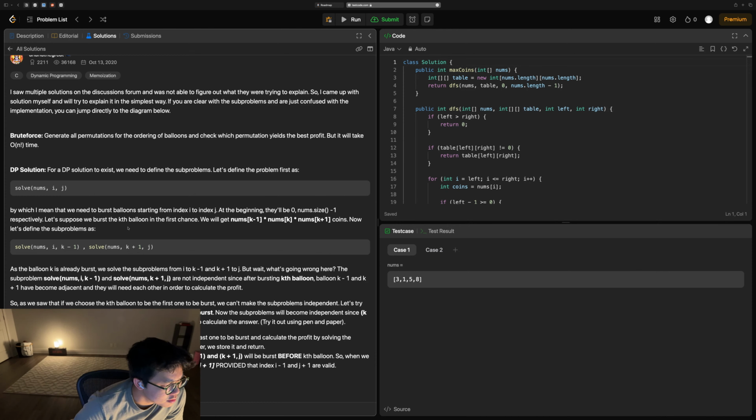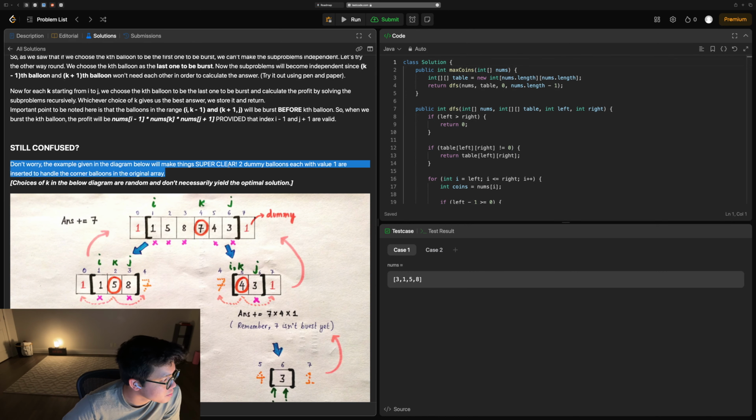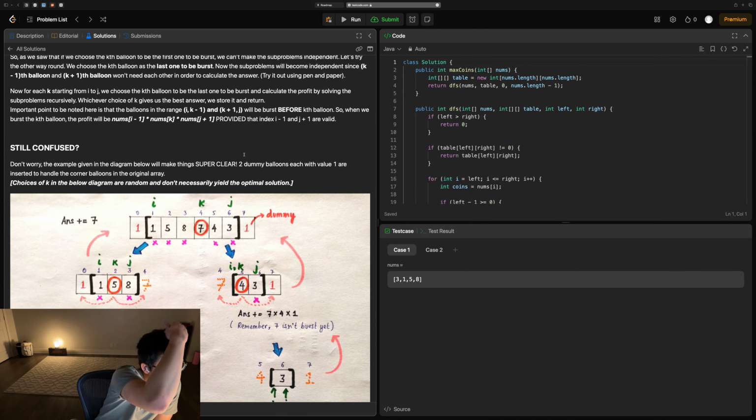How does this reduce to the last? Okay. Two dummy balloons with each one. Oh my gosh. This is such a good visualization.